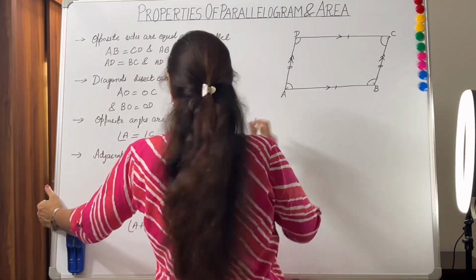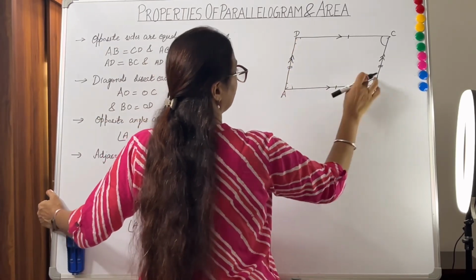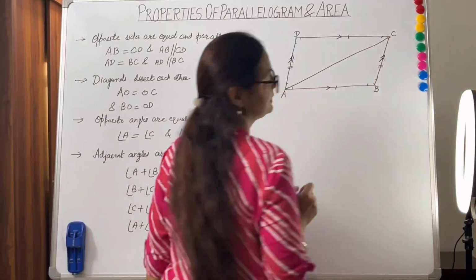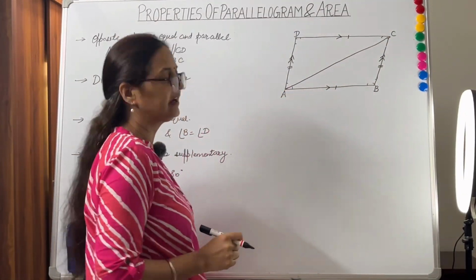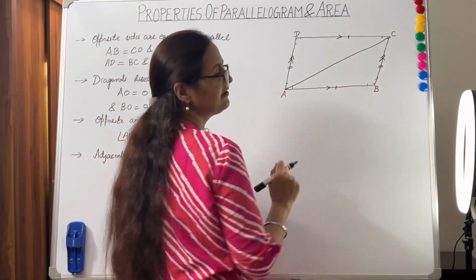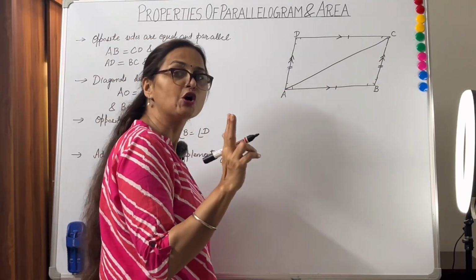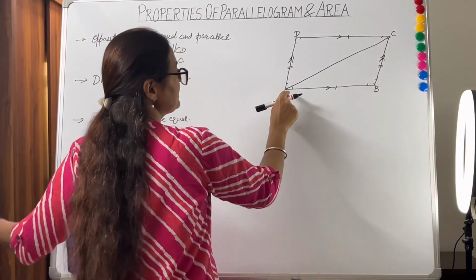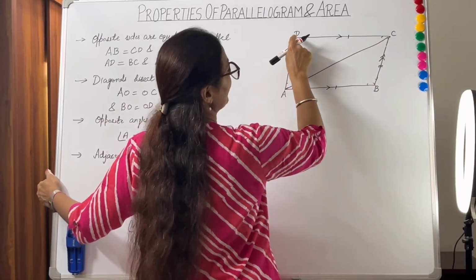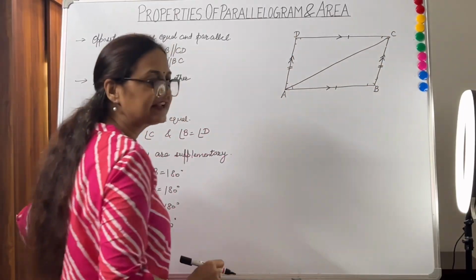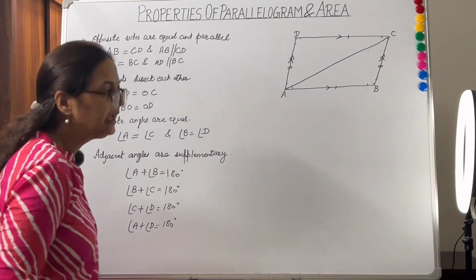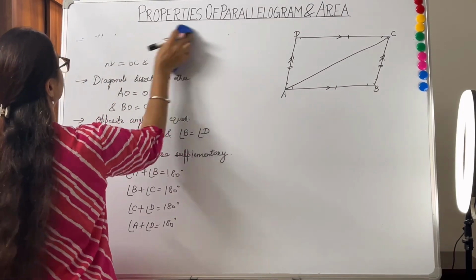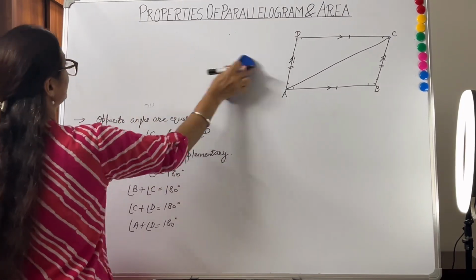There is one more I would like to tell you. See, if we are making one diagonal, like we are joining A and C, we are getting diagonal AC. So a diagonal divides a parallelogram into two congruent triangles. कौन सी? See, AC is dividing this parallelogram into two triangles, triangle ABC and triangle ADC. And these two triangles are congruent. Okay? So, a diagonal divides a parallelogram into two congruent triangles. So, this is another property.